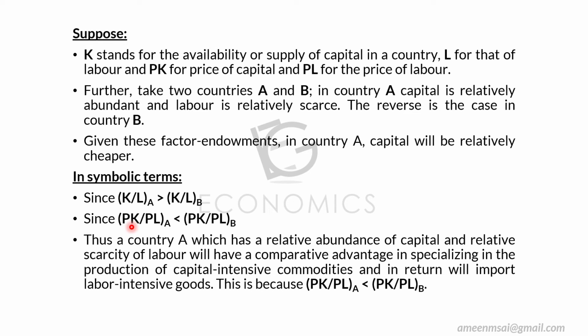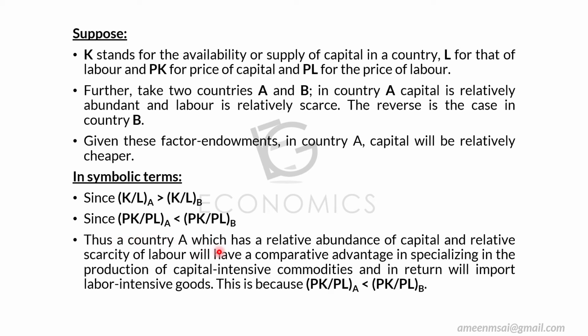So PK by PL, price of capital to price of labor in country A, will be less than the price of capital to price of labor in country B. What's the reason here? In country A, capital is abundant, so the price will be less, and compared to that, the price of labor in country A will be more because labor is scarce. That's how this equation is formed.